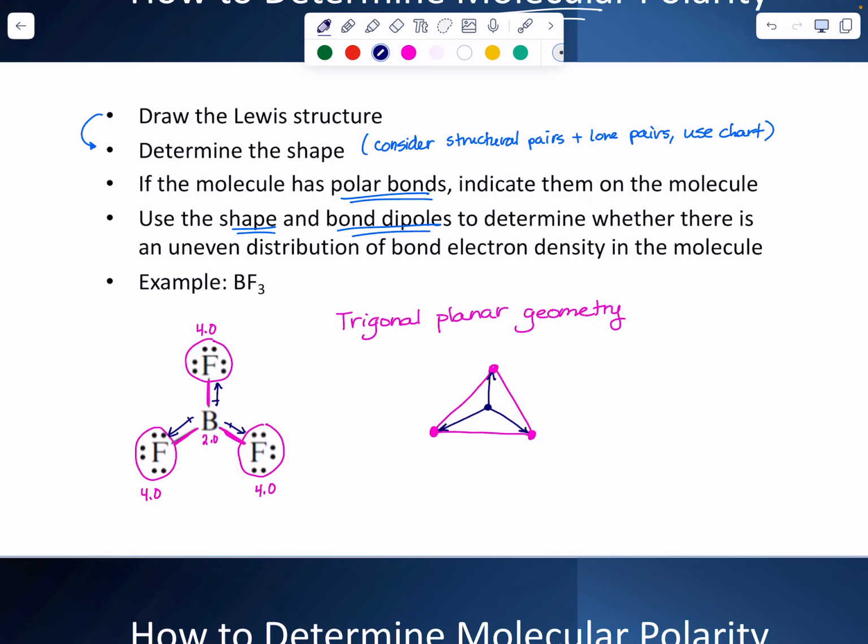And so this is a nonpolar molecule because there's no uneven distribution of the charge. The fluorines are in symmetrical directions, all pulling on those electrons. So this is a nonpolar molecule, because there's no net uneven charge distribution.